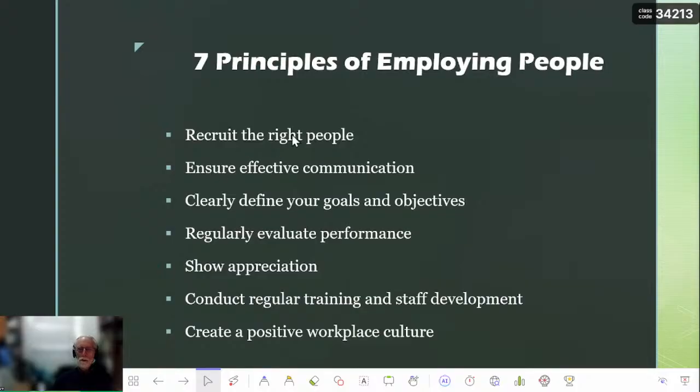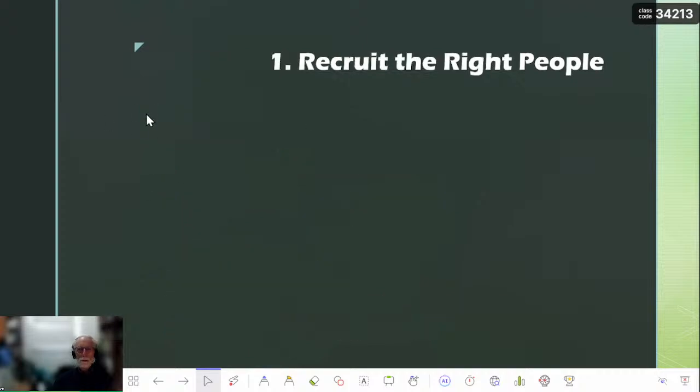Okay, quickly. Firstly, recruit the right people. What do you look for in recruiting people? How do you find the right people to work? Any ideas?